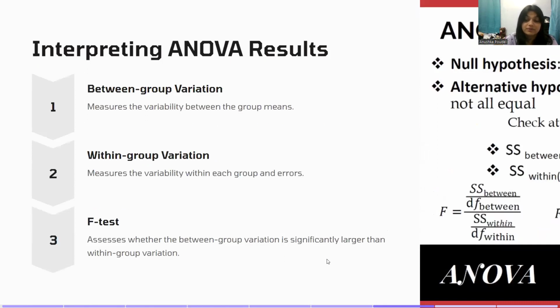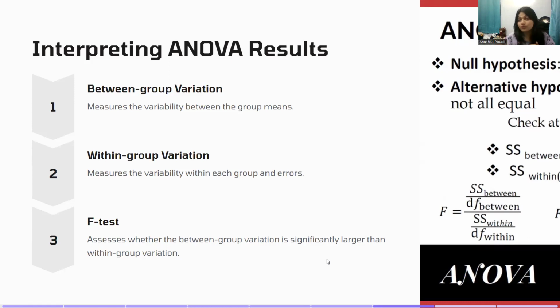Interpreting ANOVA results. Let's look at the interpretation. Between group variation measures the variability among the group means. Within group variation measures the variability within each group and errors. Between group means between the groups. That is, we have two independent groups, and we identify whether the variability is the same or different by taking our hypotheses into the picture.